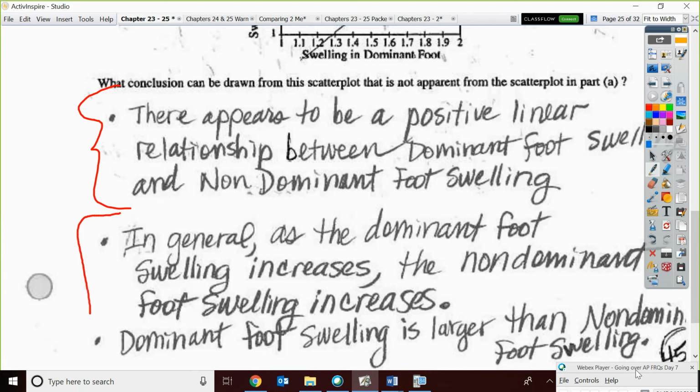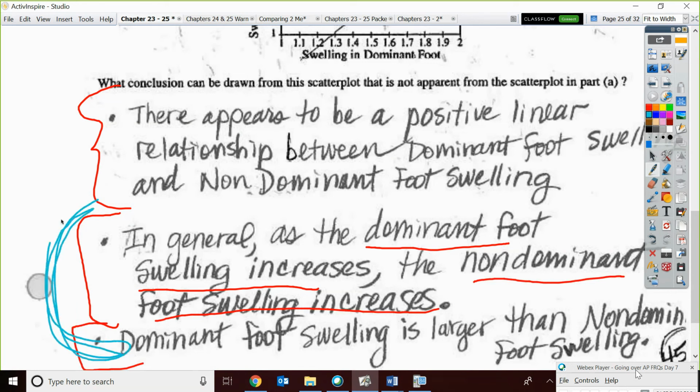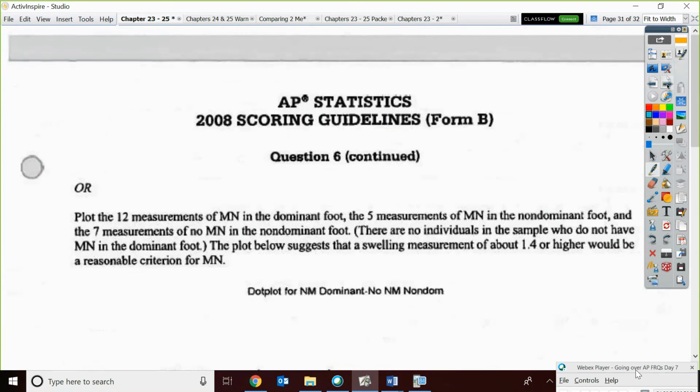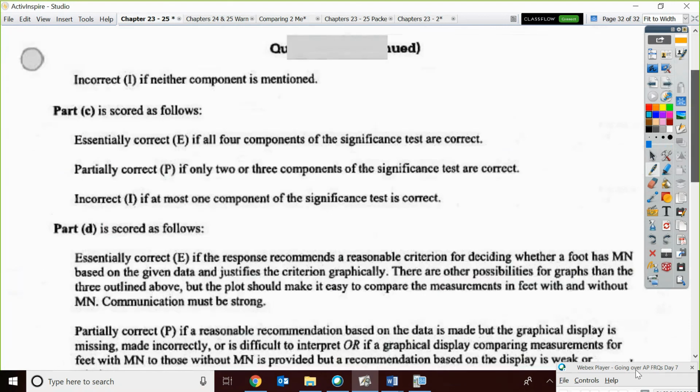This is probably what I would have been more likely to say. As the dominant foot swelling increases, the non-dominant foot swelling increases. And I would have said this, the dominant foot swelling is larger than the non-dominant foot swelling. I probably would have personally said these two items, not necessarily, oh, there's a positive linear relationship between those. Let's go look and see what the grading guidelines required to get the full score on this. So let's see here.